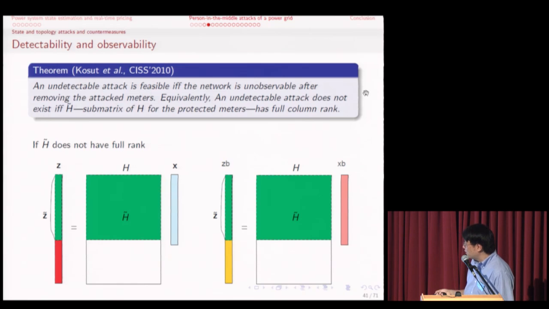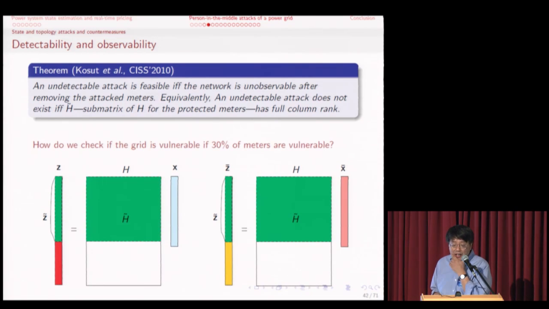Conversely, of course, if the adversary controls too many meters, or has access to too many meters, there are clearly multiple states. He will be able to influence multiple states. Okay. Now, how do we actually check a particular power grid whether this condition can be satisfied or not?